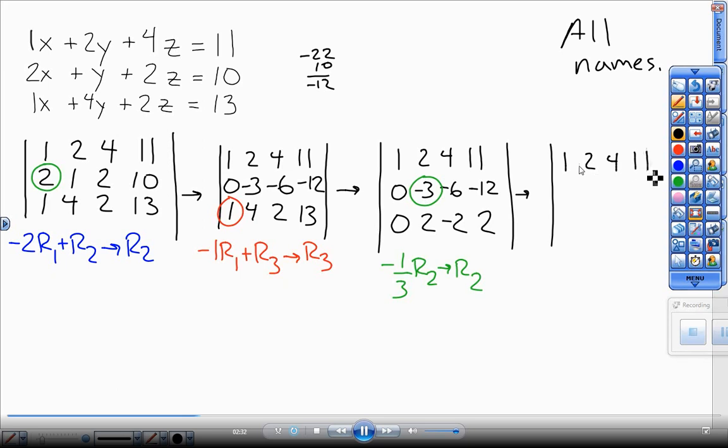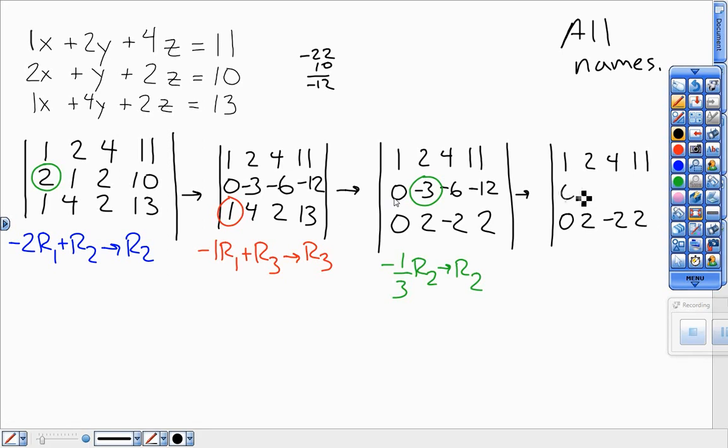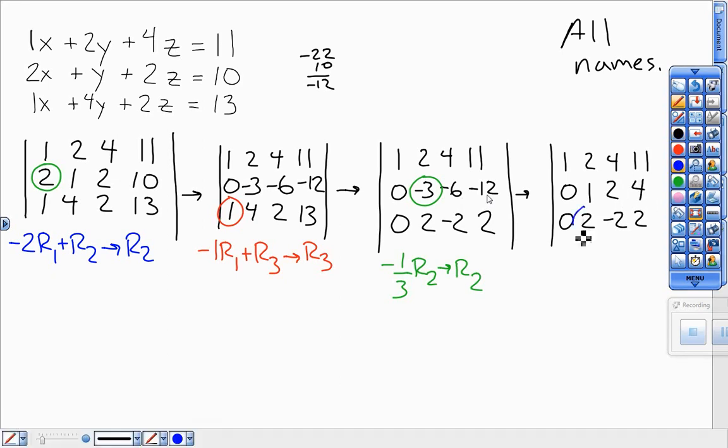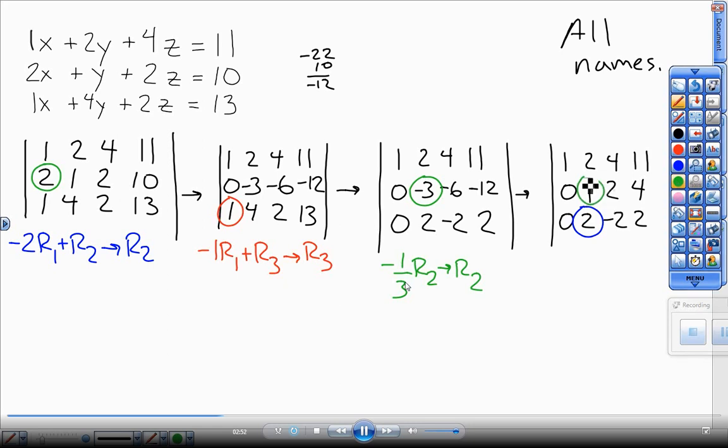The first row and third row are not changing. 0 divided by -3, or times -1/3, stays 0. But this divided by -3 is 1. This divided by -3 is 2. This divided by -3 is 4. Dividing by -3 is the same as timesing by -1/3.